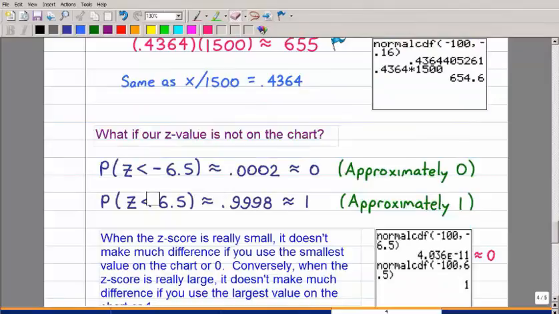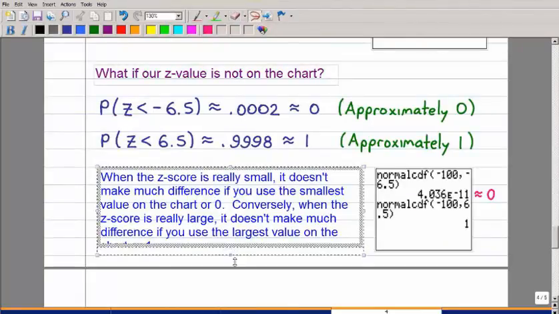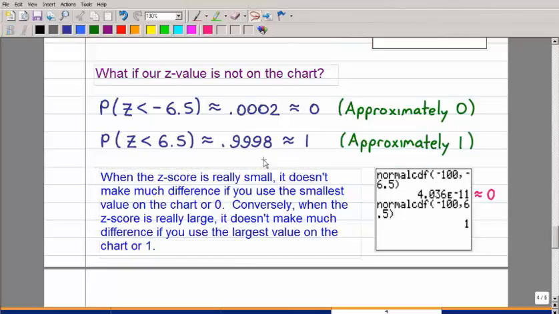And at the other end of the scale, less than positive 6.5, the highest value in this chart is 0.9998. Most would say 0.9999. Once again, approximately 1. So don't let that cause you too much stress. If your z-value is not on the chart, it's okay. If it's at the low end of the chart, just use 0. At the high end of the chart, use 1. I have that explained right down here in words.